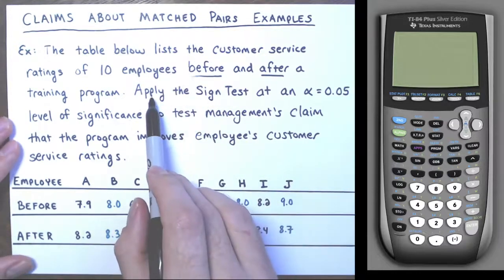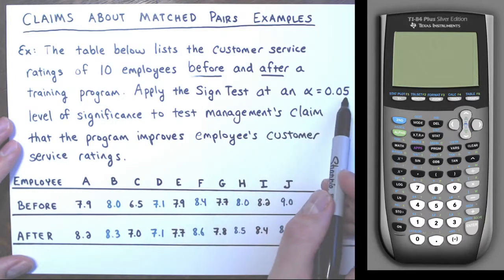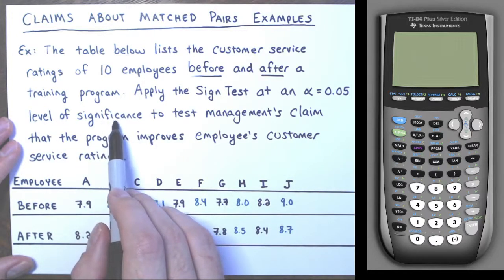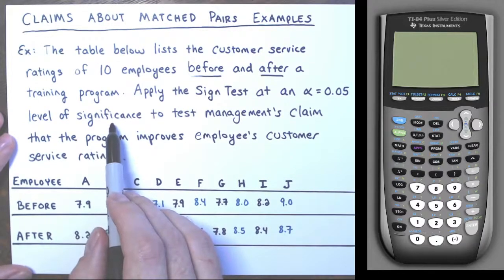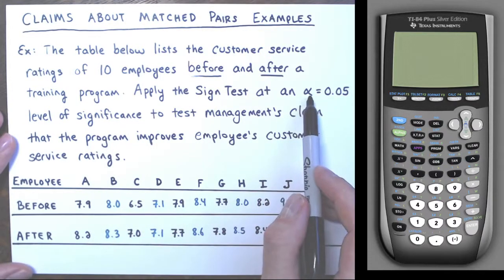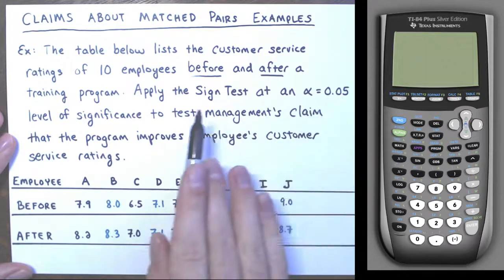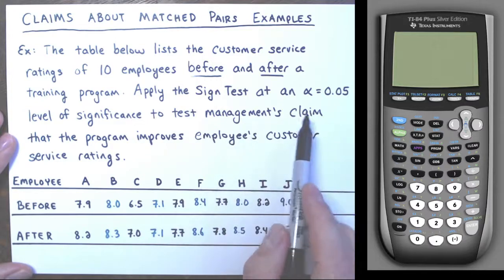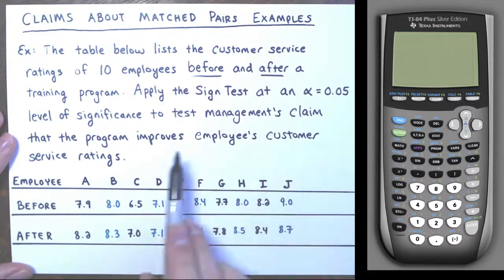So let's apply this sign test at alpha equals 0.05, or a 5% level of significance. Again, something you're hopefully familiar with if you've gotten to this point where you're looking at non-parametric tests. As I've said, you've probably seen the basics of hypothesis testing and the mention of the value alpha, the significance level. So apply the sign test at alpha equals 0.05 to test management's claim that this training program improves employees' customer service ratings.